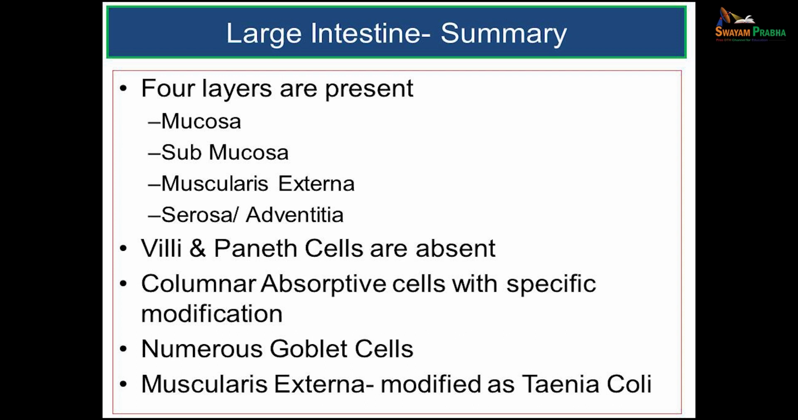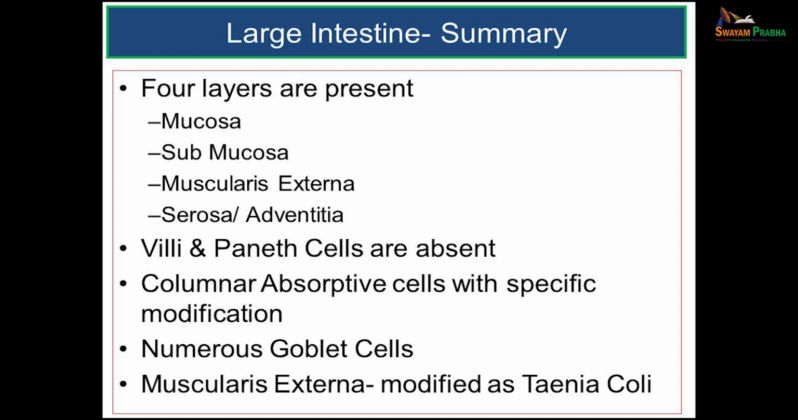With regards to the absorptive cells of the columnar epithelium, there is a very specific modification, namely abundance of sodium potassium ATPase in its structure, which aids the absorption of water, which is the primary function of the large intestine. Also present are numerous goblet cells as compared to the rest of the intestine, which secrete mucin. The mucin that is secreted helps in the easy passage of the undigested waste material.